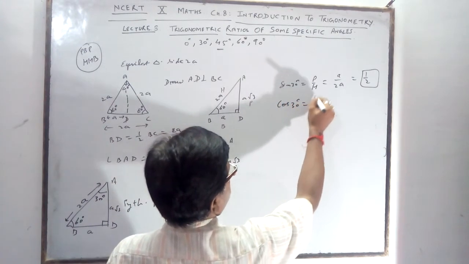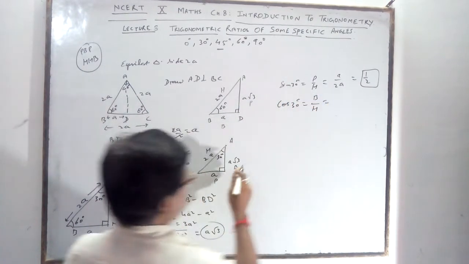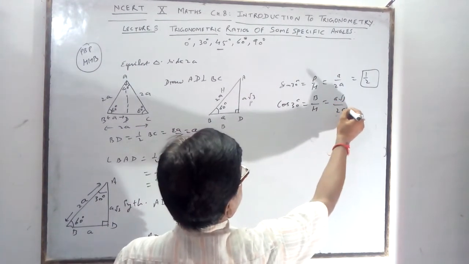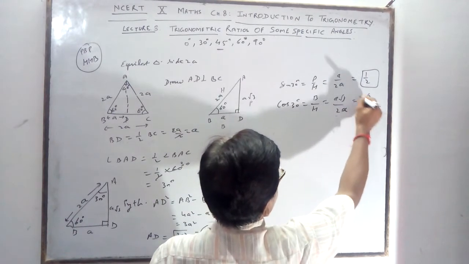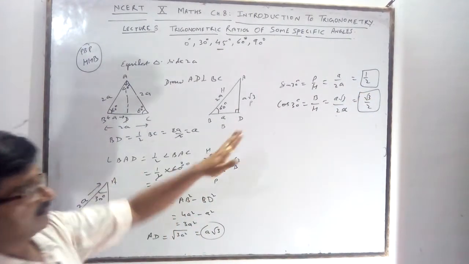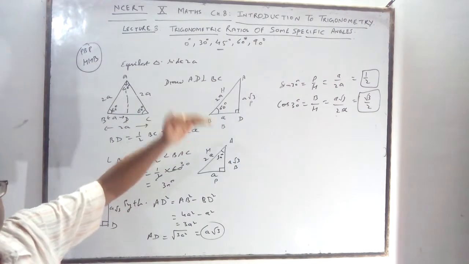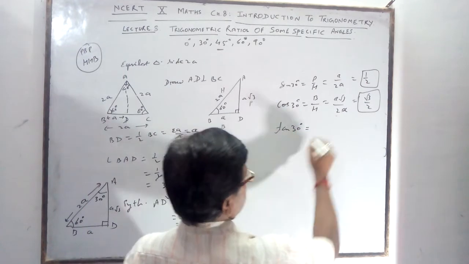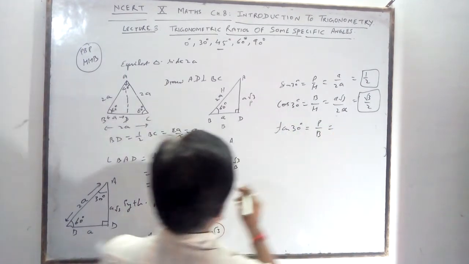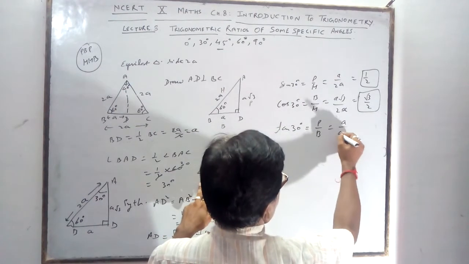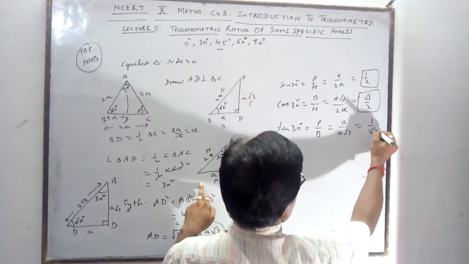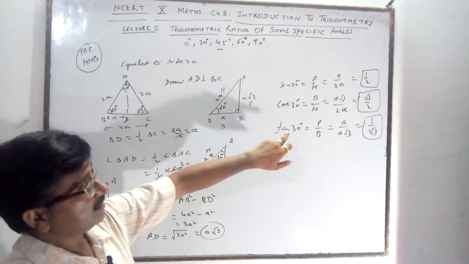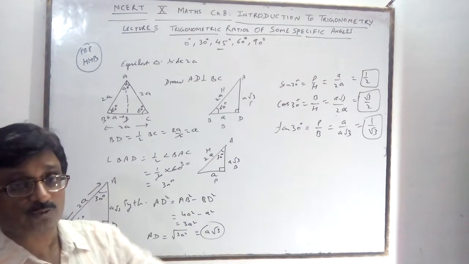Cos 30 degree is base upon hypotenuse, which will be base A root 3 by 2A. A and A cancel. What are you getting? Root 3 by 2. It is your cos 30. Cos 30, sin 30 you are getting. Now you get the tan 30. Tan 30 is P by B, which is A upon A root 3, and that gives you 1 by root 3. And you have got that cot 60 is 1 upon root 3.